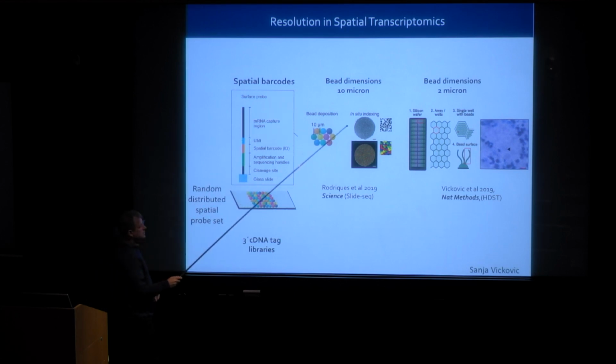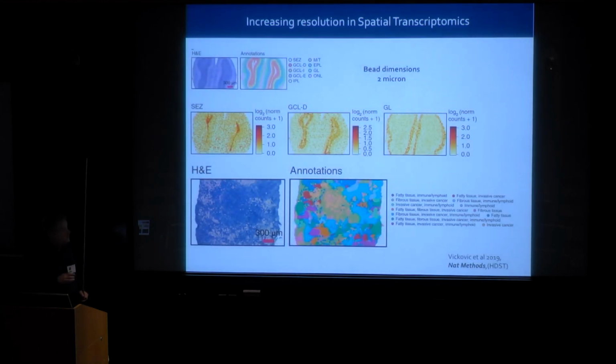In our case, we use the 2 micron beads. We use a hybridization scheme. And this is really a commercial way of doing it because we're using Illumina arrays for this purpose. So what is possible then, this is from the mouse olfactory bulb, is that we could generate much more fine structures of the tissue using these 2 micron beads.